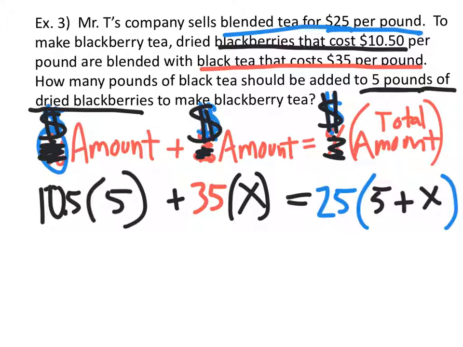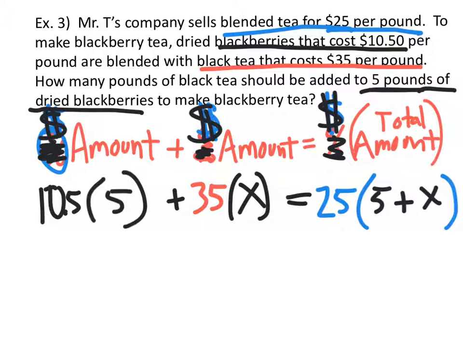And I do know that I'm adding the black tea to 5 pounds of dried blackberries, which cost $10.50. That's why I put the $10.50 right in front. Now, I know the final product is blackberry tea. How much is the blended tea? It's $25 per pound. So I put 25 in the dollar amount. And now the total amount, well, if I had 5 pounds and I don't know how much more I'm adding, the total amount has to be 5 plus x, whatever that x is.